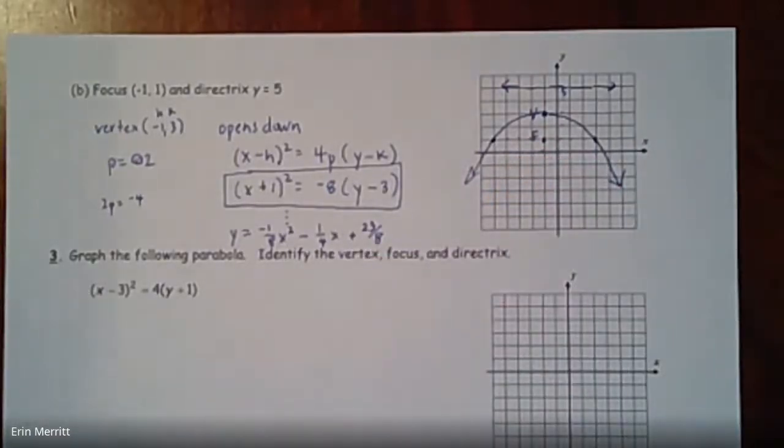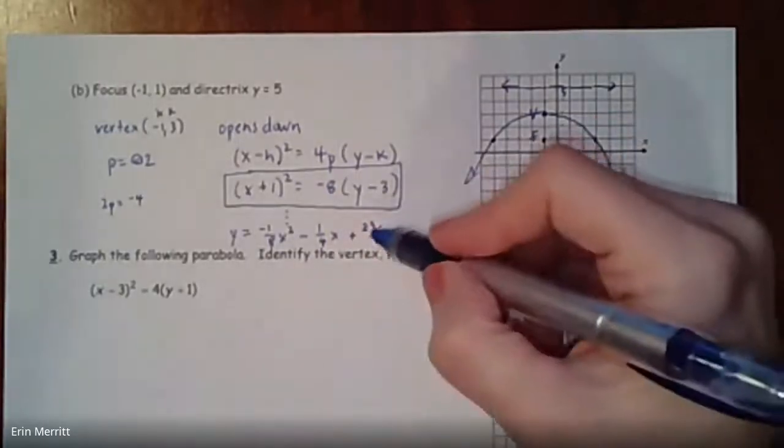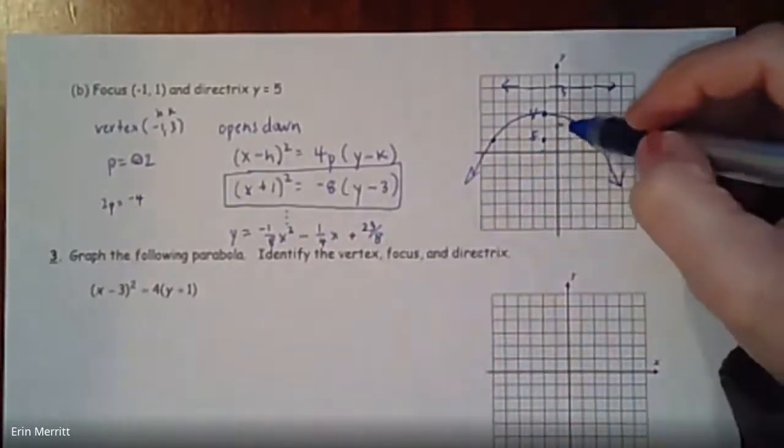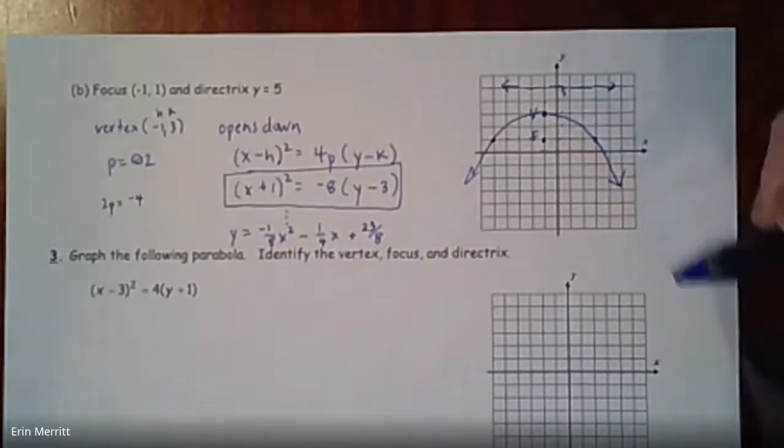It's not that pretty. All right, 23 divided by 8. If you think about what that is, 24 divided by 8 would be 3. So that's just shy of 3. That's your y-intercept. Come look at our graph. 1, 2, 3. Yeah, just shy of 3 makes sense right there.